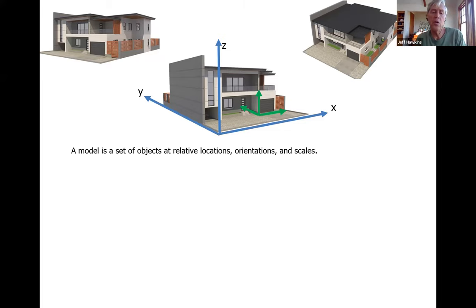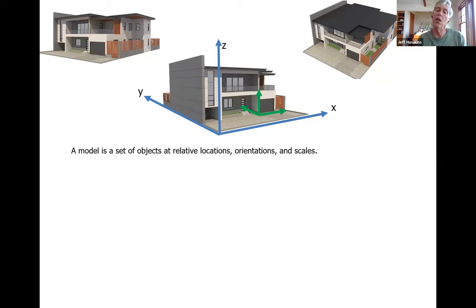But let's think about it. A model like this, a computer model or any model, is a set of objects at relative locations. But you can even see right here the problem of orientation and scale come in as well. For example, that garage door could be at a different orientation. It could be facing the side of the house. It could be at a 45 degree angle to the corner of the house. It could be sloped back slightly because maybe the wall was tilted or something like that. And it could be at different sizes. I might want to have a big garage door and a small garage door.